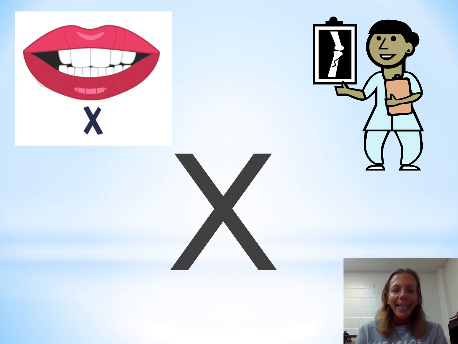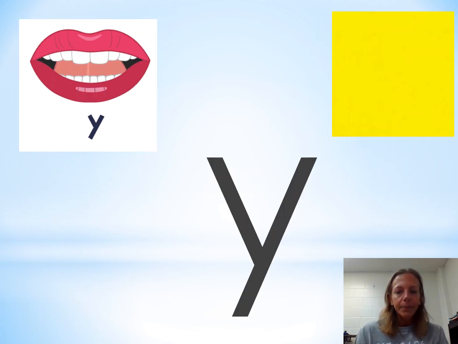Next one is X, like an X-ray. So do you see how they kind of have their teeth together in the picture? X, x, x. Kind of forcing air out. Your mouth's a little bit wider. It's not like shh, x, x, x. X-ray. X. The letter X.